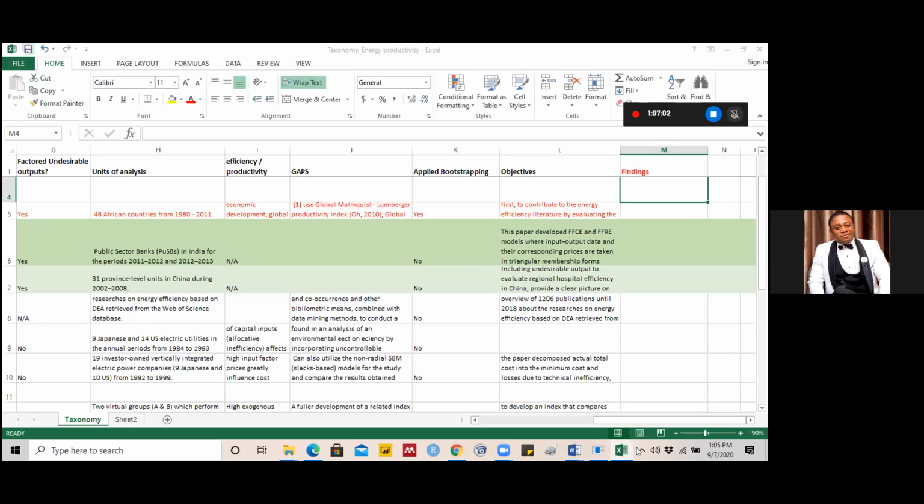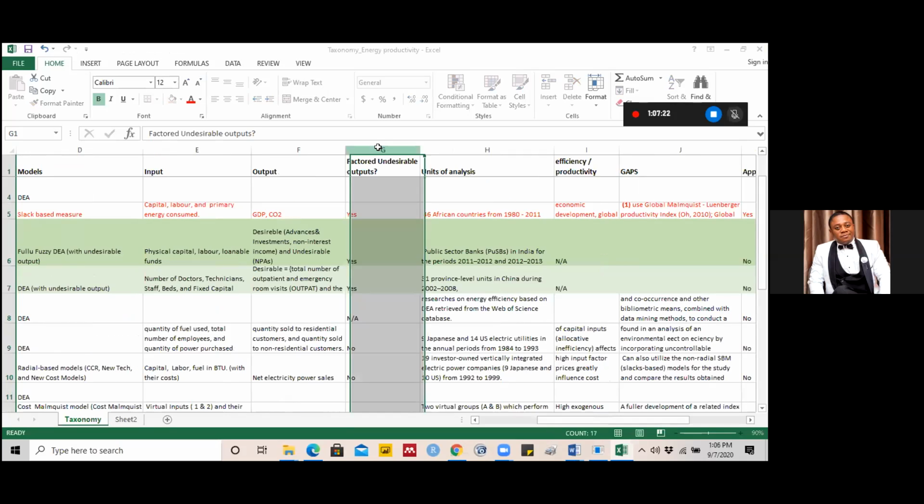There's one more thing you needed. Orientation. Okay. Whether the paper was using input orientation or output orientation. And that's all. There's another column you needed. Tell me if you already have.